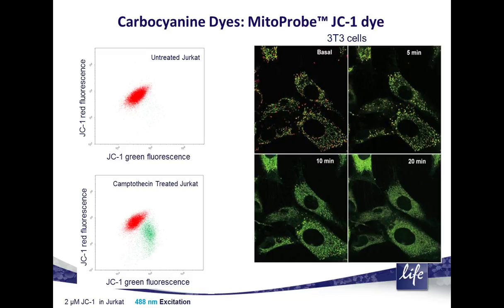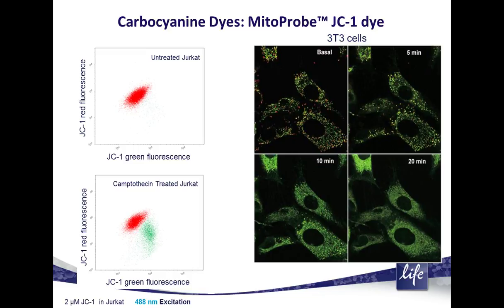These are 3T3 cells loaded with JC1. The top left image shows the orange mitochondrial fluorescence of healthy cells. And after adding hydrogen peroxide to damage the cells, you can see the pattern change to a diffuse green fluorescence as the JC1 unstacks and leaks into the cytoplasm.